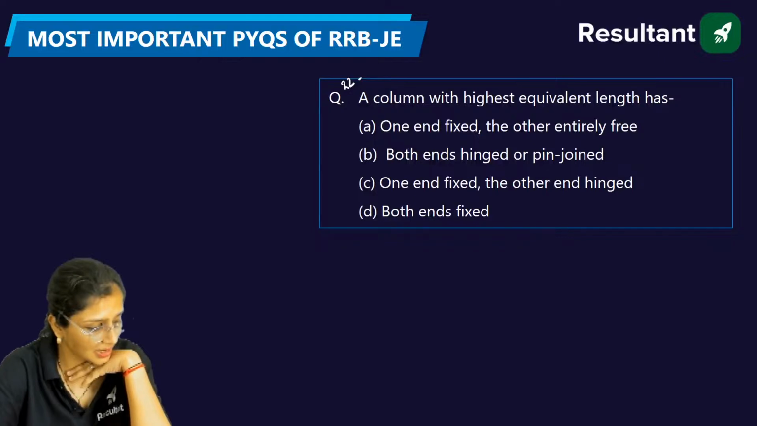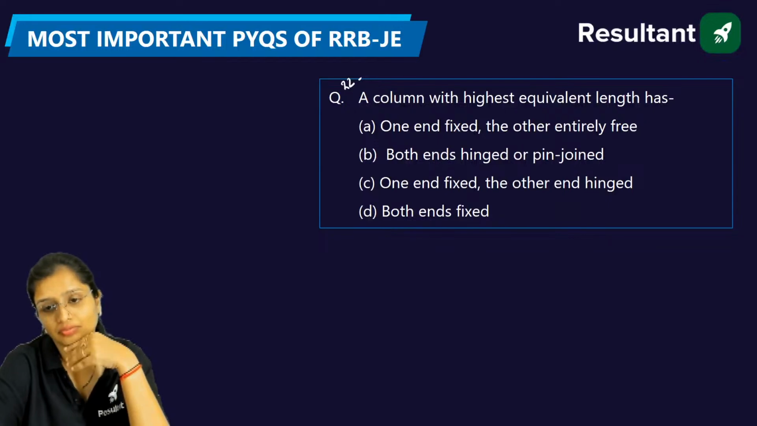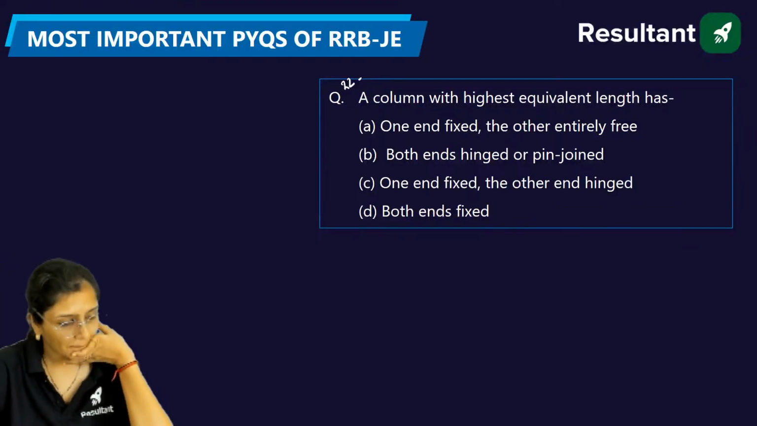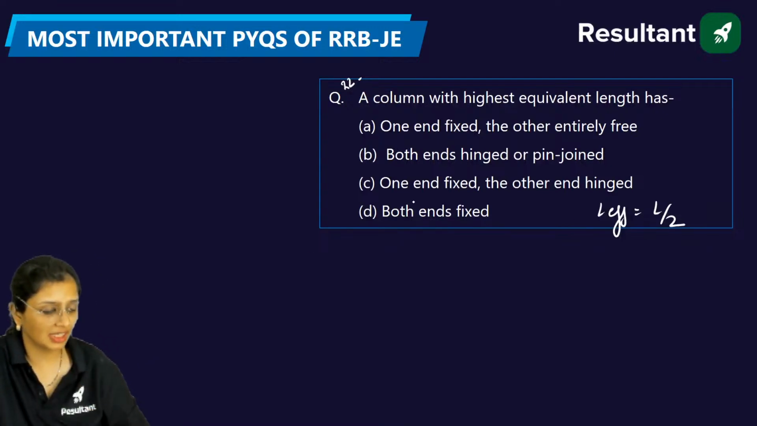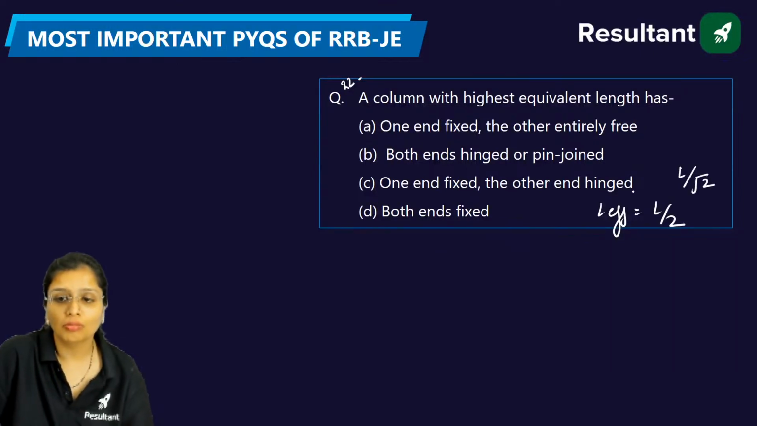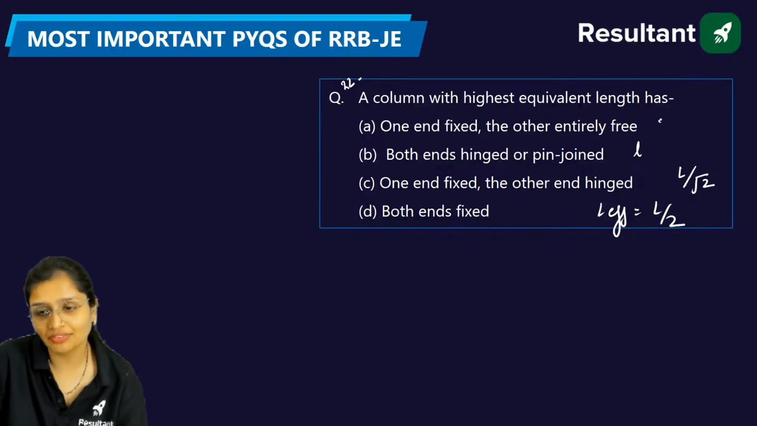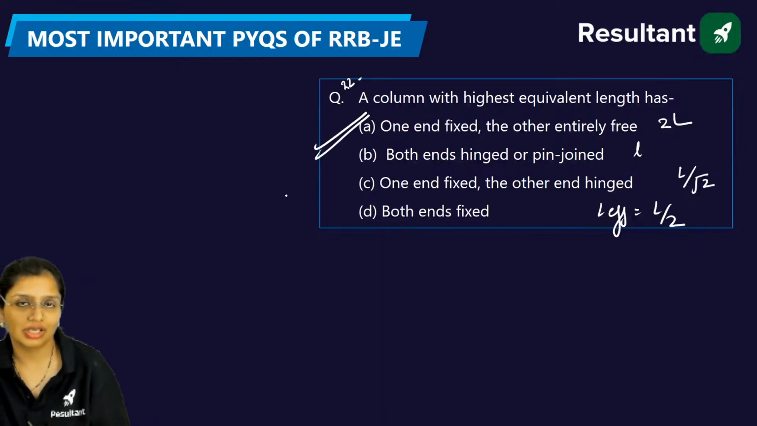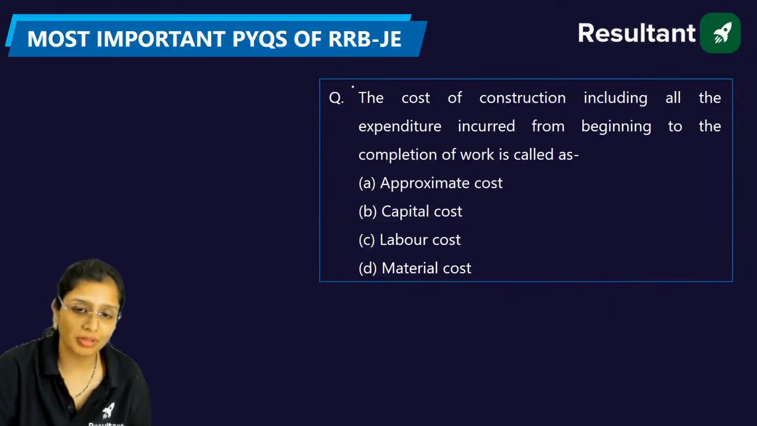A column with highest equivalent length. Both ends fixed, L effective is L by 2. One end fixed, other end hinged, this will be L upon root 2. Both ends hinged, L effective will be equal to L. One end fixed, other end free, 2L. So which will be having highest equivalent length? 2L. Okay, simple question.